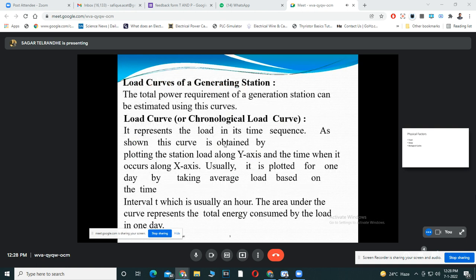Load curves of a generating station. The total power requirement of a generating station can be estimated using these curves. Load curve, or chronological curve, represents the load in its time sequence. As shown, this curve is obtained by plotting the substation load along the y-axis and the time when it occurs along the x-axis. Usually it is plotted for 1 day by taking average load based on the time interval t, which is usually an hour. The area under the curve represents the total energy consumed by the load in 1 day.